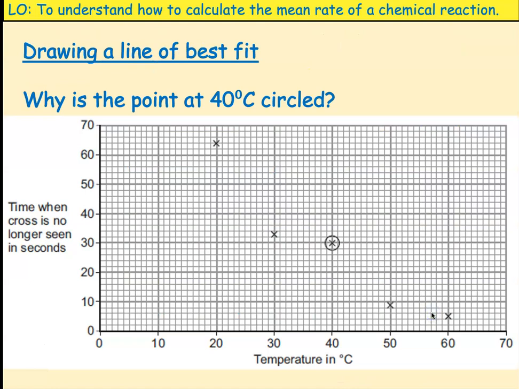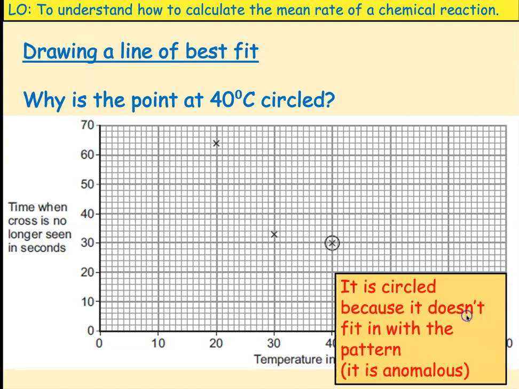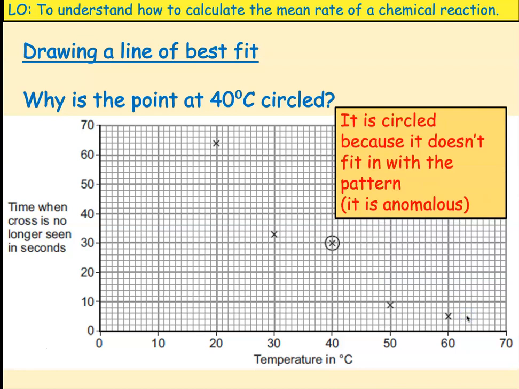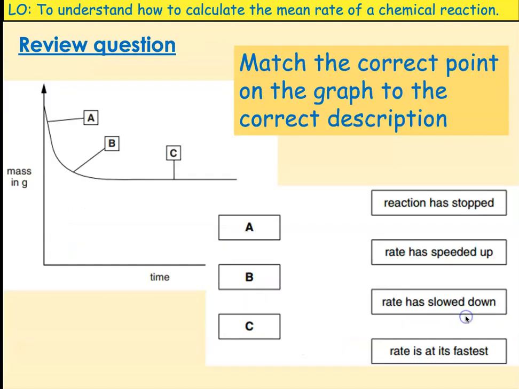Okay, so drawing a line of best fit. If you ever get a graph like this in your exam, always draw a line of best fit, because somewhere in the question it will tell you to draw a line of best fit. So why is the point at 40 degrees circled? Well, it's because it's anomalous. It doesn't fit in with the curve. It's off the curve. So it's an anomalous result.